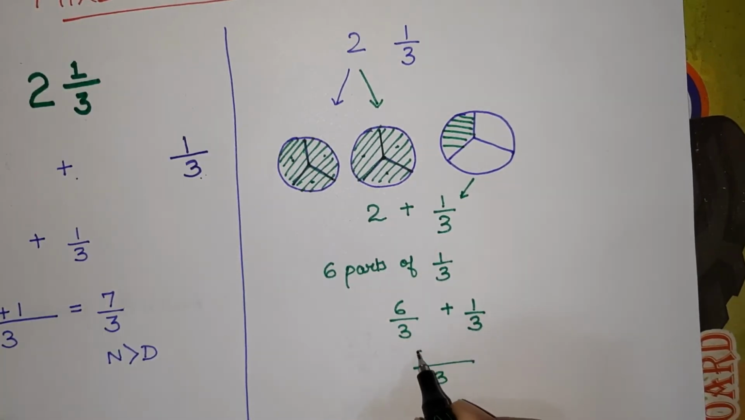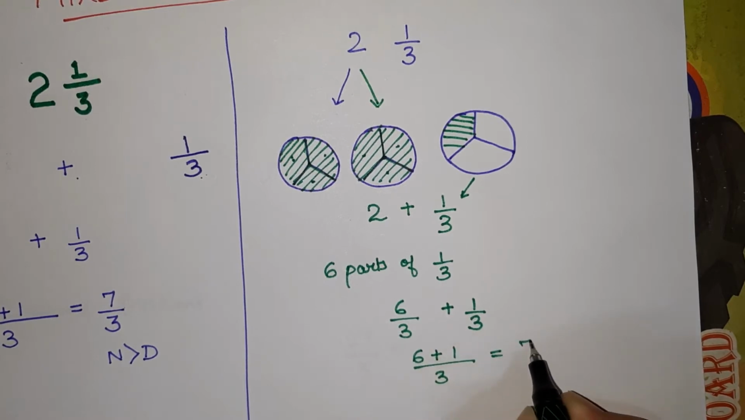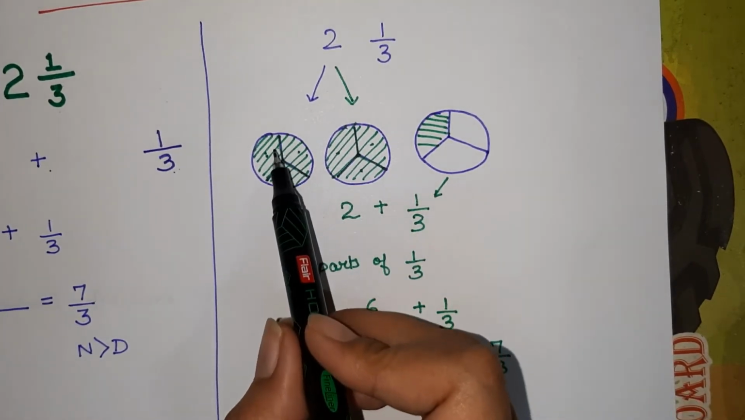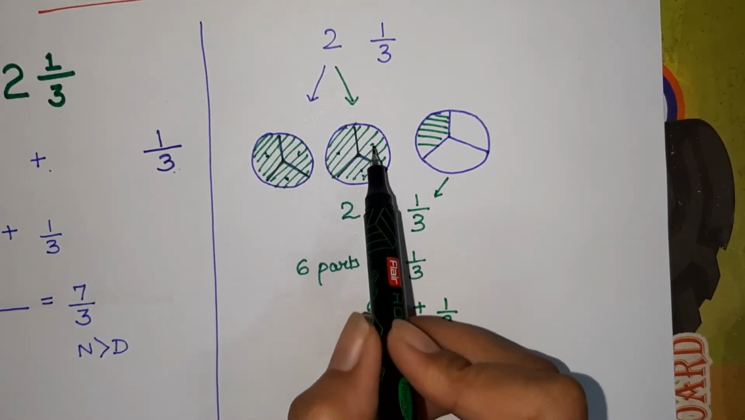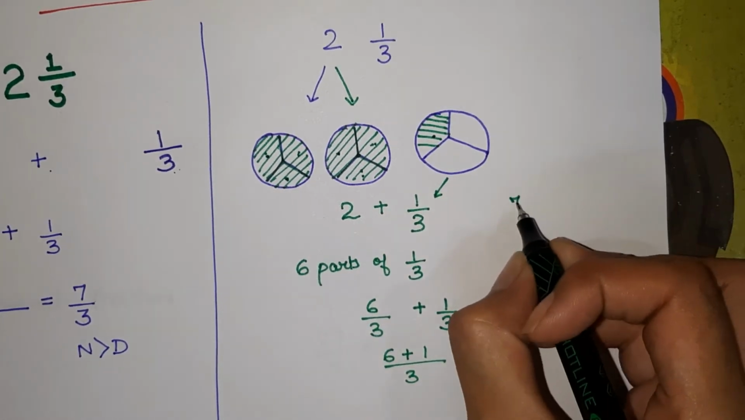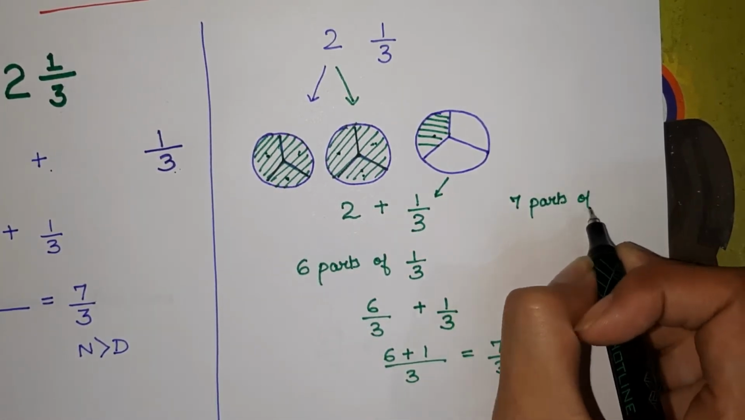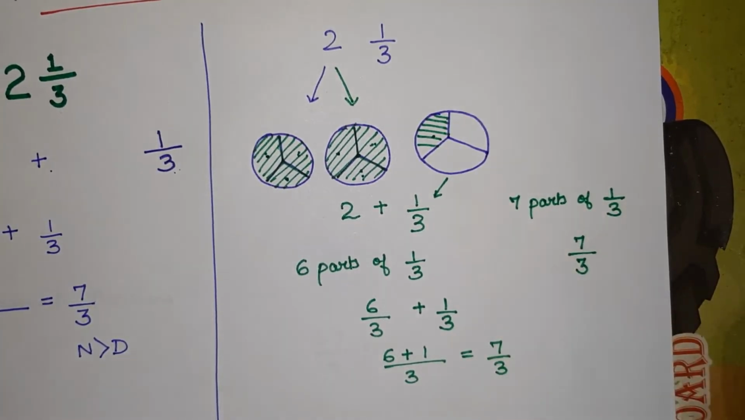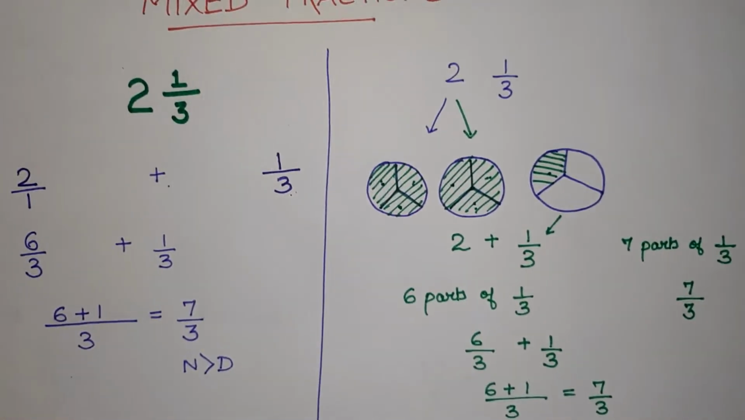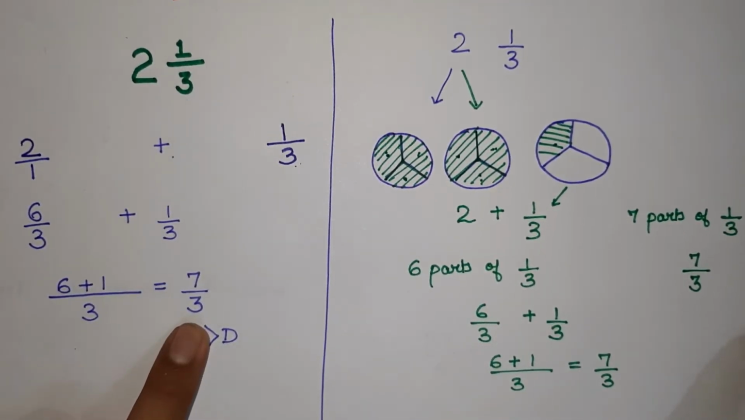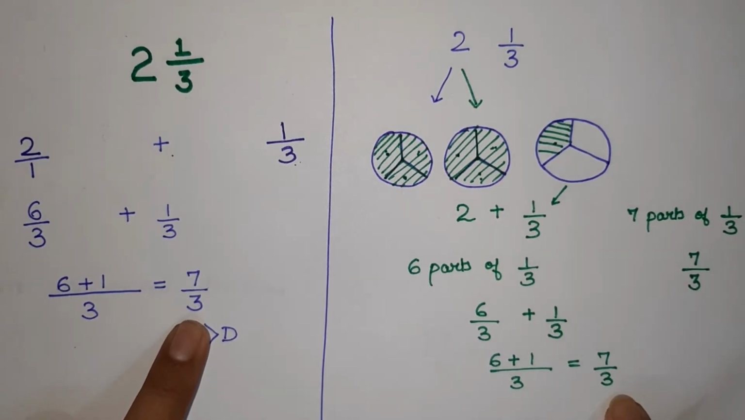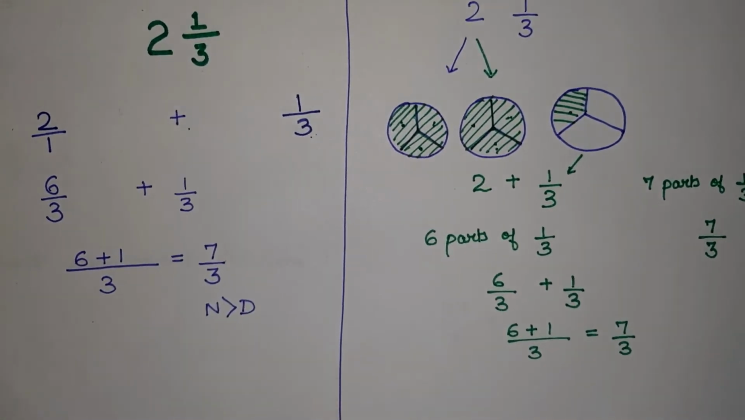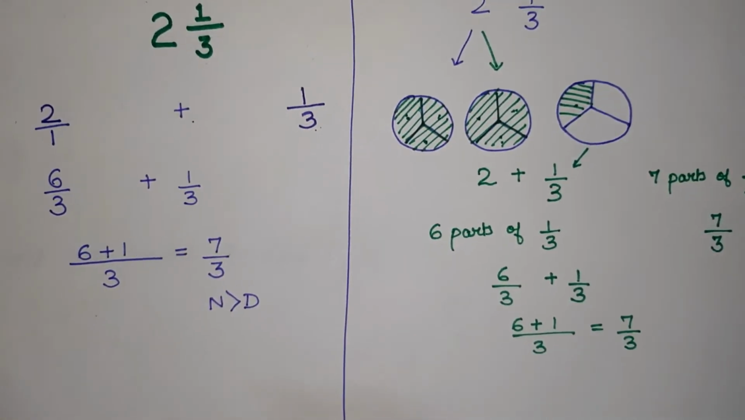Adding both, we will get 7 by 3, or we can say there are 7 parts of 1 by 3. Let's see, 1, 2, 3, 4, 5, 6, 7. There are a total of 7 parts of 1 by 3, or we can say 7 by 3. So nothing changed. This is also 7 by 3 and this is also 7 by 3. So mixed fractions are very easy. We can convert a mixed fraction into an improper fraction in this way.